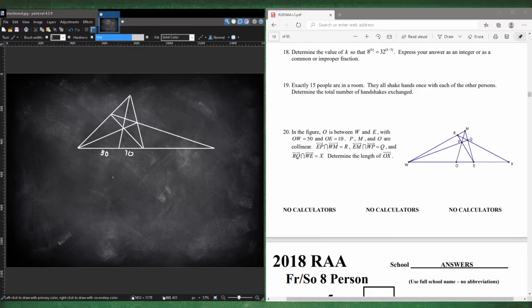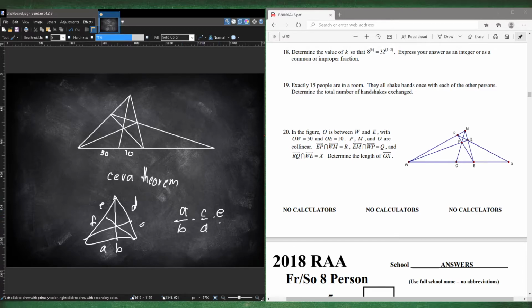Basically, we're going to use something called Ceva's theorem, which gives us concurrency within a triangle. It basically tells us that if I draw a general shape, and call the 6 lengths A, B, C, D, E, and F, then A divided by B times C divided by D times E over F is equal to 1.